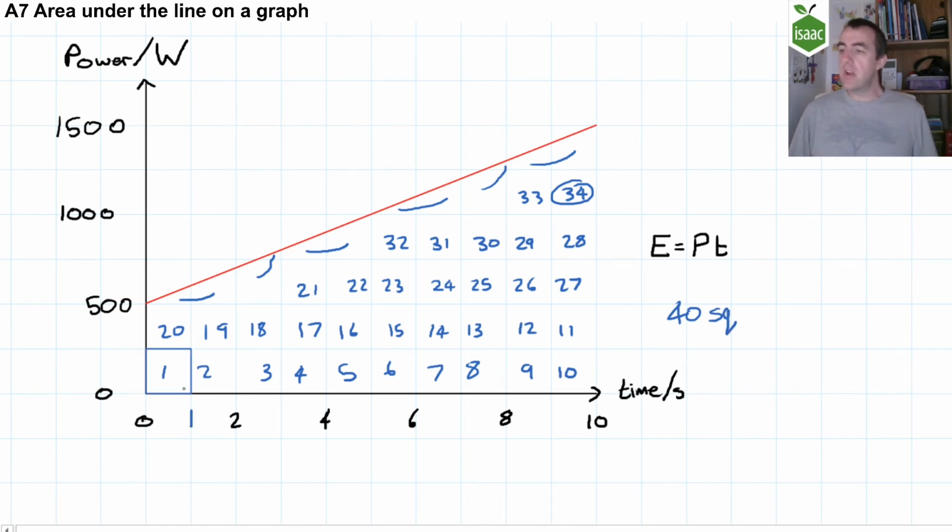Now the area of each square is 1 times 250 watts, or 250 joules. So that's 1 second times 250 watts, which is equal to 250 joules. So that's 250 joules per square. And when you multiply those together, you get your answer in joules, which is 10,000.